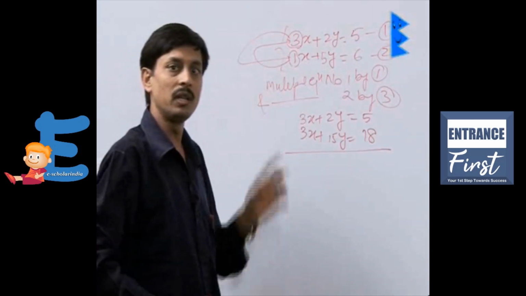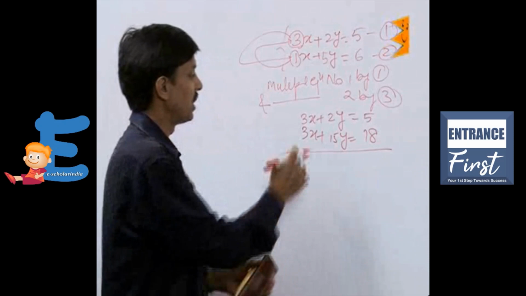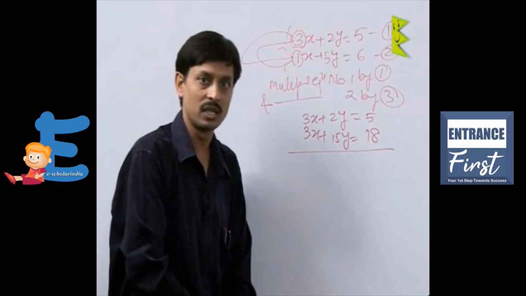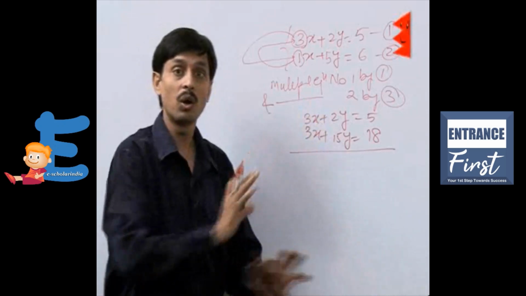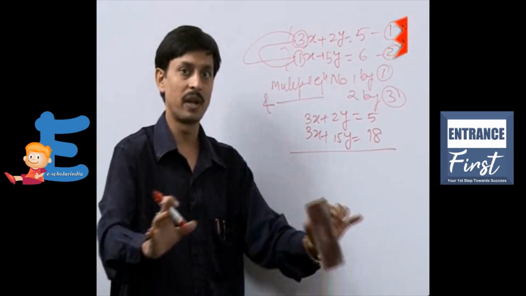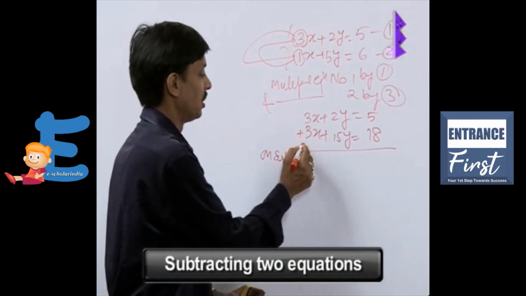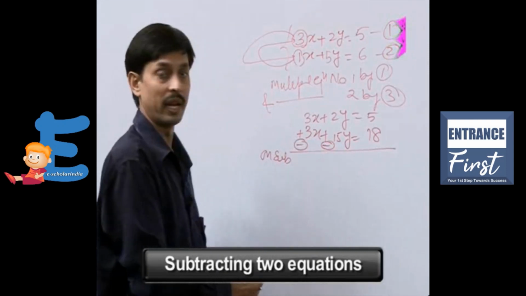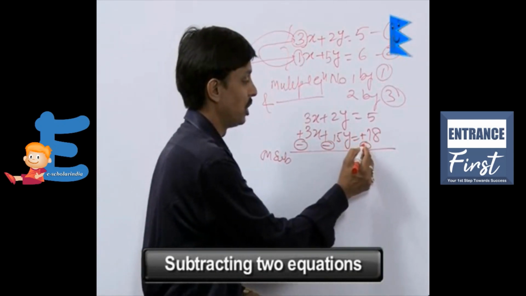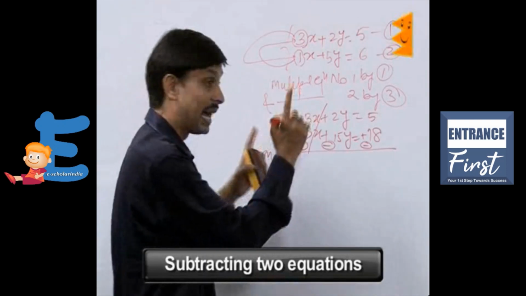Now I am observing these two new equations. The coefficients of x in these two equations are the same. If I add, the two x terms are not going to cancel. If I subtract, then on subtracting, this plus sign will change to minus, this plus will change to minus, and this plus also will change to minus. So 3x and 3x get cancelled, eliminated.